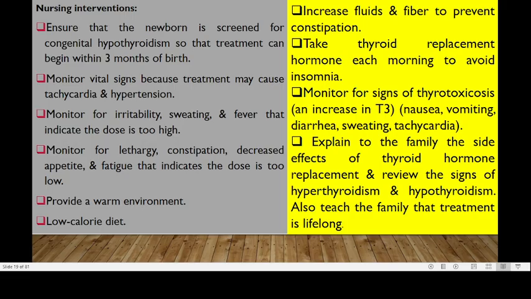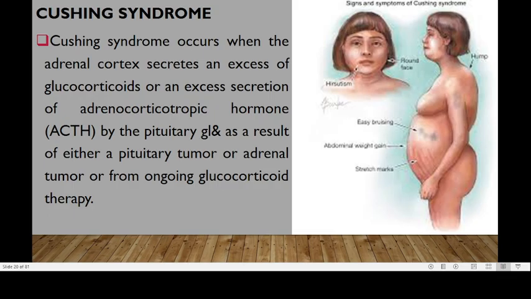And you provide a warm environment, provide low calorie diet, and increase fluids and fiber to prevent constipation. Take thyroid replacement hormone each morning to avoid insomnia. Monitor for signs of thyrotoxicosis, that is an increase in T3, that is nausea, vomiting, diarrhea, sweating, tachycardia. Explain to the family the side effects of the thyroid hormone replacement and review the signs of hyperthyroidism and hypothyroidism. Also teach the family that the treatment is lifelong.